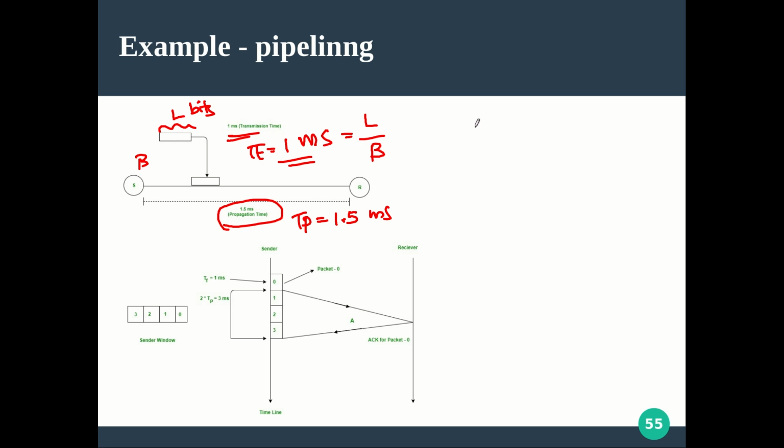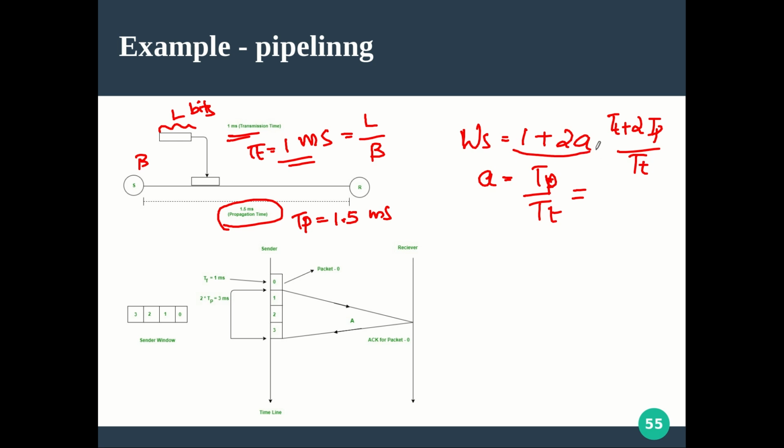Now tell me what is 1 plus 2a. The window size of the sender side is found to be 1 plus 2a. So what is this value? What is a? A is the propagation time divided by the transmission time. The actual formula was (tt plus 2 tp) divided by tt, and you divide numerator and denominator by tt, and you get this formula for the sender window size. So tt by tt is 1, and tp by tt is taken to be a.